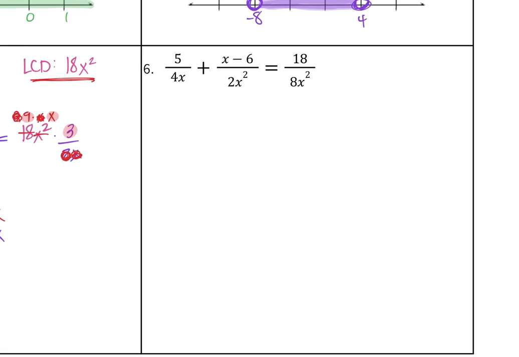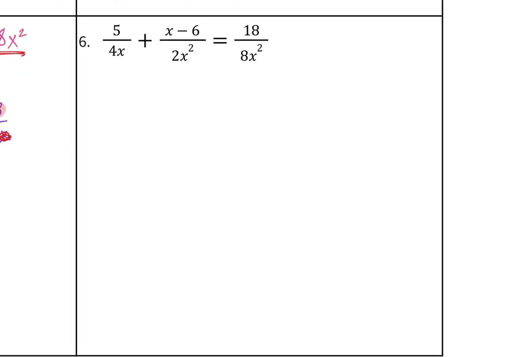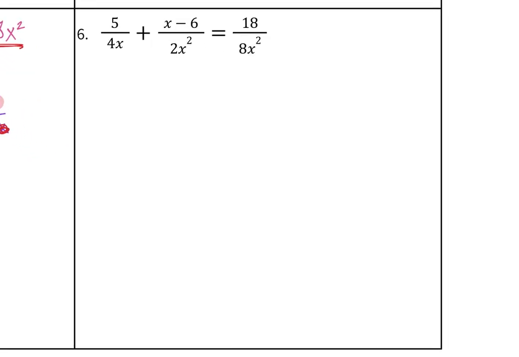So let's practice one more time. Here's another rational equation. We need to find the lowest common denominator. So looking at the numbers, 4, 2, and 8, 8's the biggest, so we're going to have to include 8. Then look at the variables. We want the one with the biggest exponent, so x squared. So that means that our lowest common denominator is 8x squared. Let's multiply everything by that.